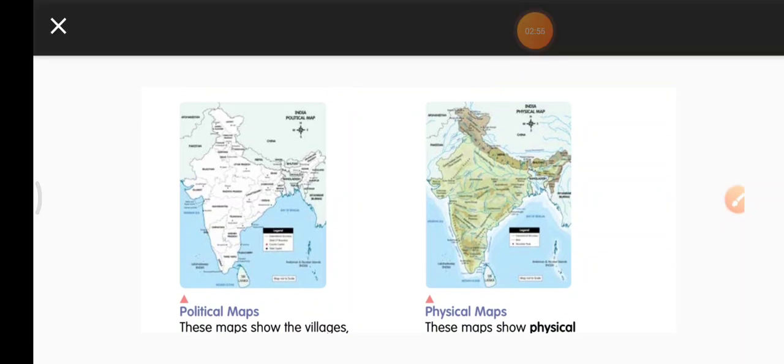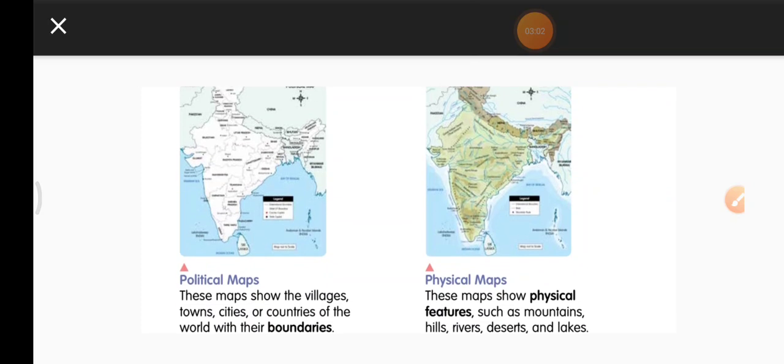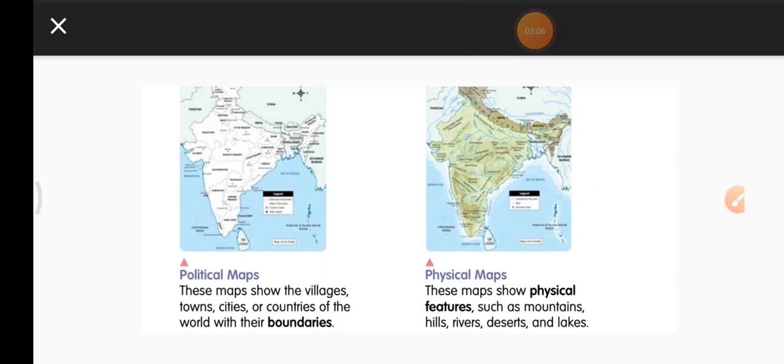On your left, the map of India is a political map, and on the right we have a physical map. Let us try to know how political maps and physical maps help us. What is the difference between them? Political maps show the villages, towns, cities or countries of the world with their boundaries. If you buy a political map from the stationery shop, what can you see in it? You can see the countries, the states and their capitals, and the boundaries, right?